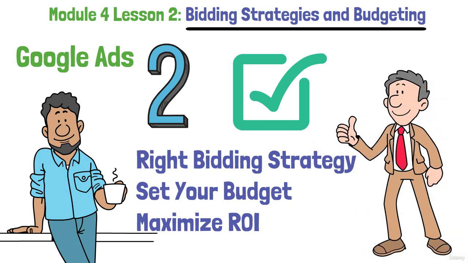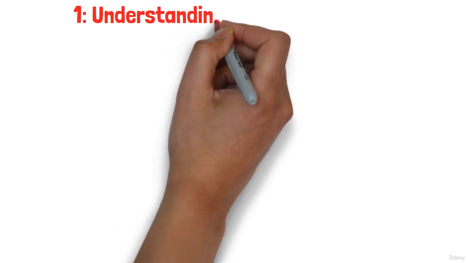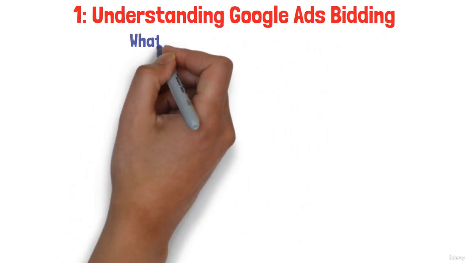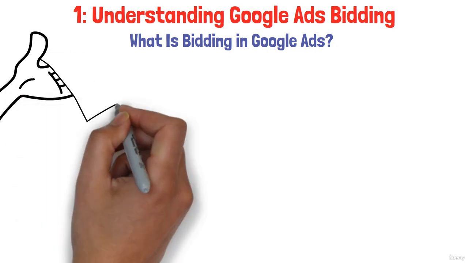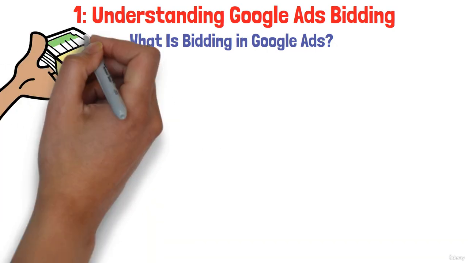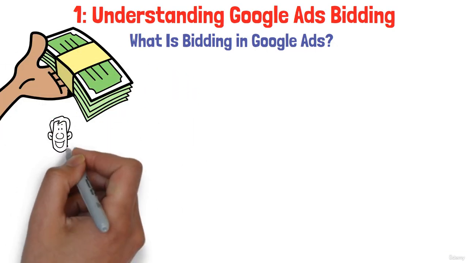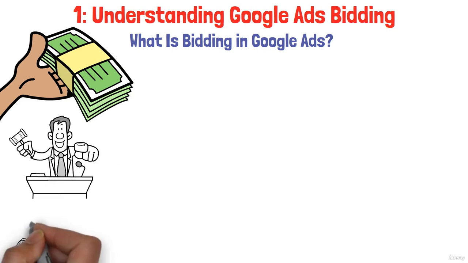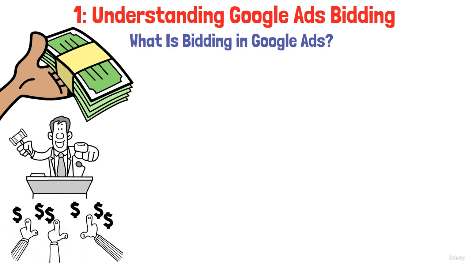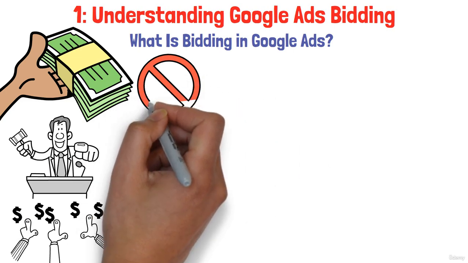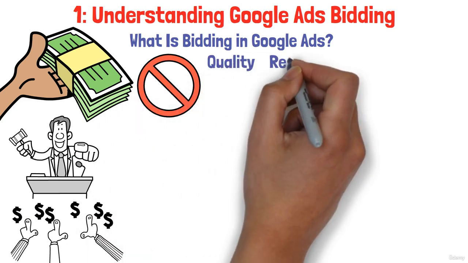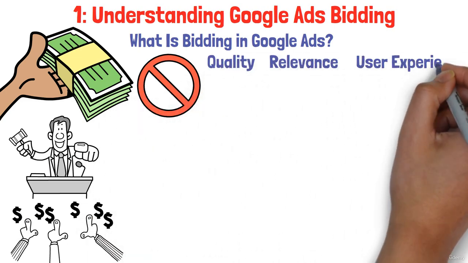Part 1. Understanding Google Ads bidding. What is bidding in Google Ads? Bidding is the process where you decide how much you're willing to pay when someone interacts with your ad. This might sound like an auction, because in a way, it is. But the good news is, your bid doesn't always mean you'll pay the most. Google Ads operates on a system that rewards quality, relevance, and user experience along with your bid.